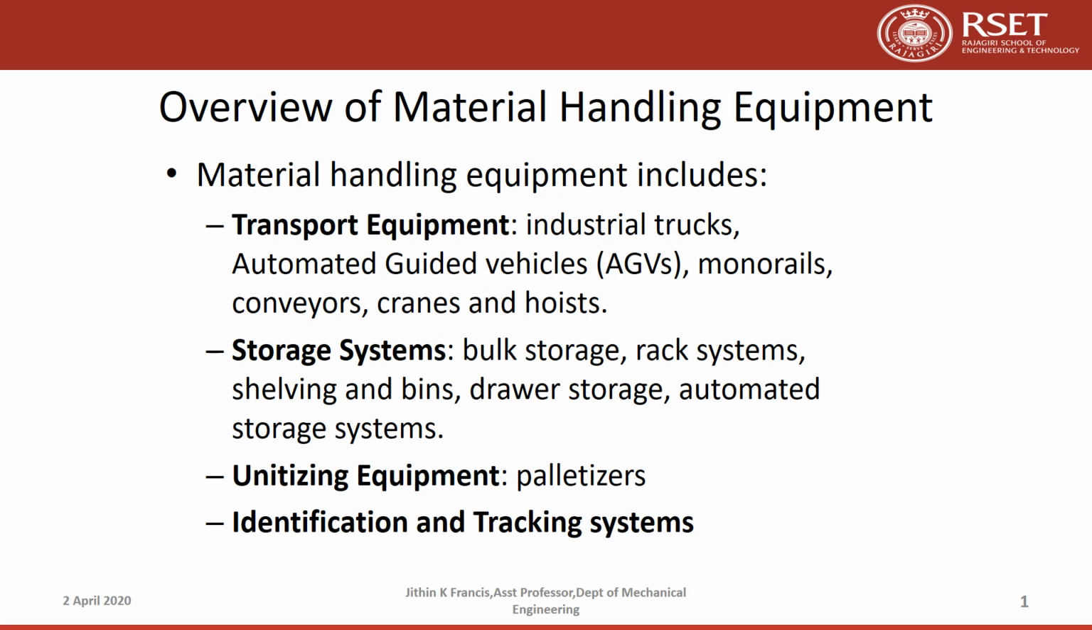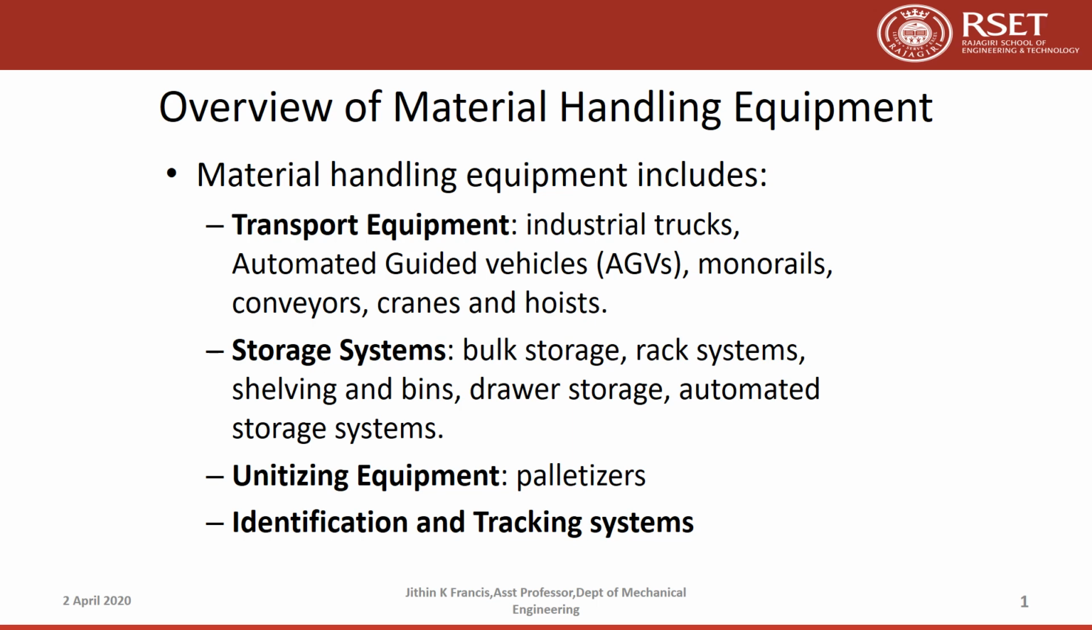So having an overview of material handling equipment includes transport equipment, that is industrial trucks, automated guided vehicles, monorails, conveyors, cranes and hoists. Next, storage systems that include bulk storage, rack systems, shelving and bins, drawer storage, automated storage systems. Now, unitizing equipment like pallets, small bins, containers, etc. Now, identification and tracking systems.